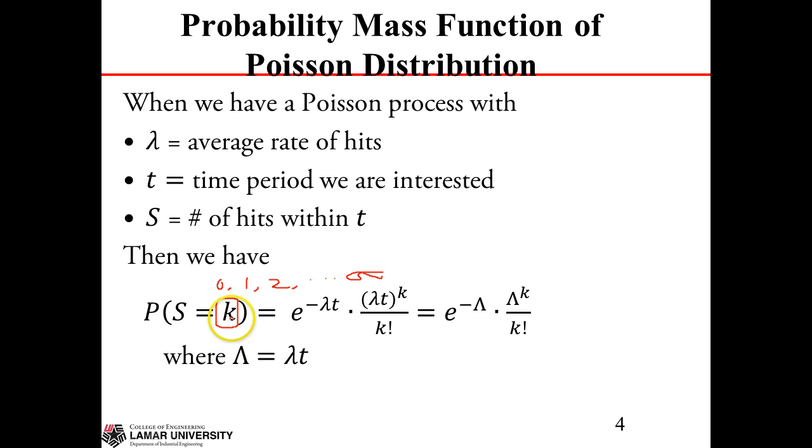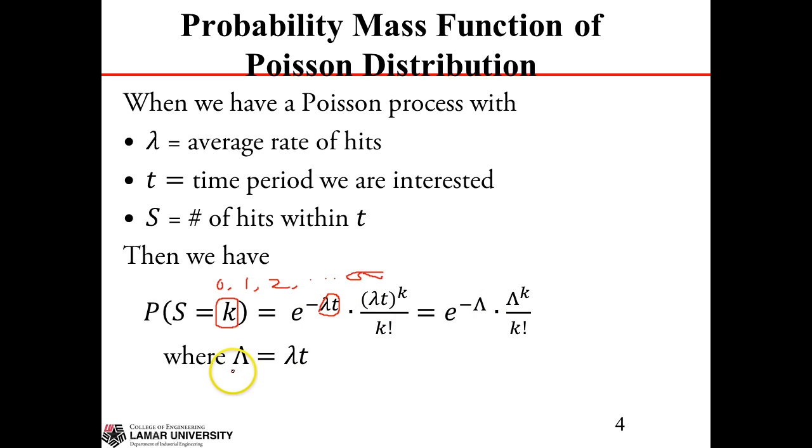And you can plug in the K into this formula to calculate the probability for the number of hits equal to K. Here the lambda and the T are usually given in the problem statement, and the K is the parameter. It should also be given in the problem statement, so you just replace those parameters with the numbers in the problem statement.